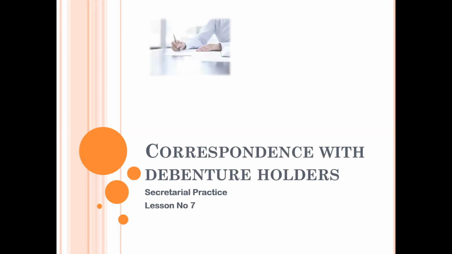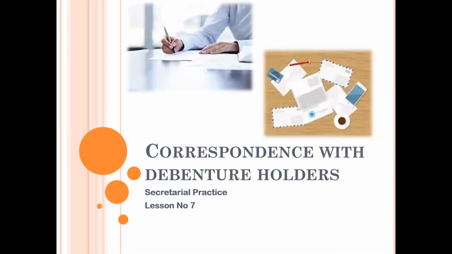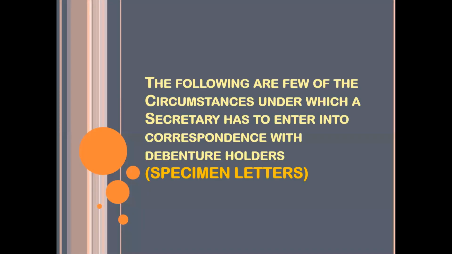I hope you all are going through the videos. As you all know, we have already started with lesson number 7, that is correspondence with debenture holders, and we have already finished 2 types of specimen letters. Please keep practicing the letters 2 to 3 times. We are continuing with the specimen letters, and today we'll be starting the third one.